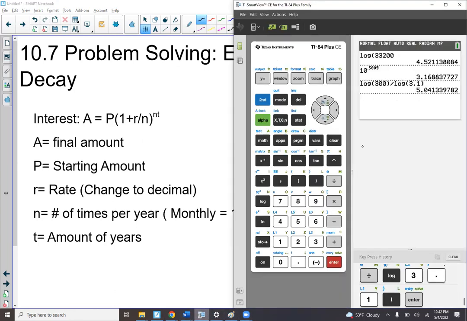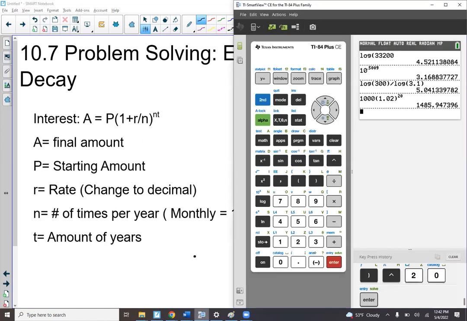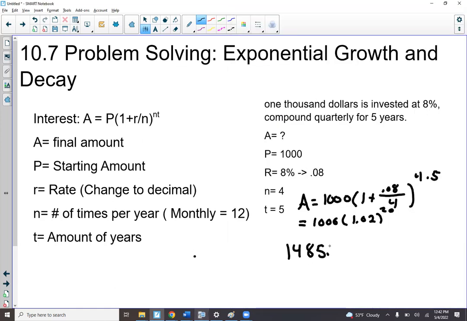This one I would expect you to do in your calculator. So 1,000 times 1.02 to the power of 20. Remember, the caret is power. So the money I will have in my account, since this is money, will need 2 decimal points: 1,485.95. And how do you know the growth or decay? We'll talk about that next. This is just an investment.